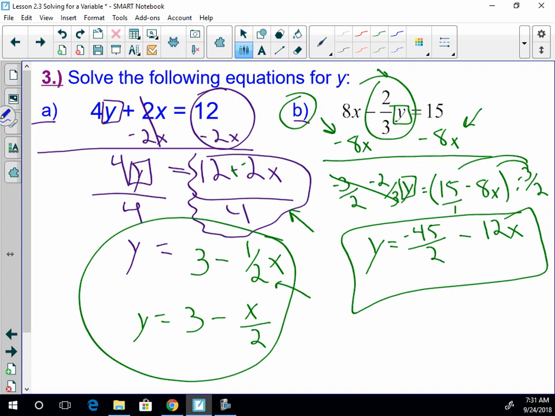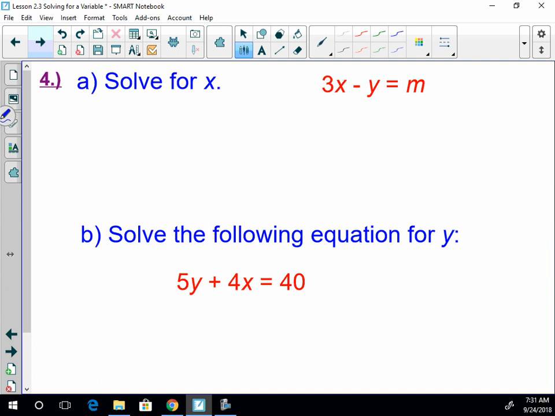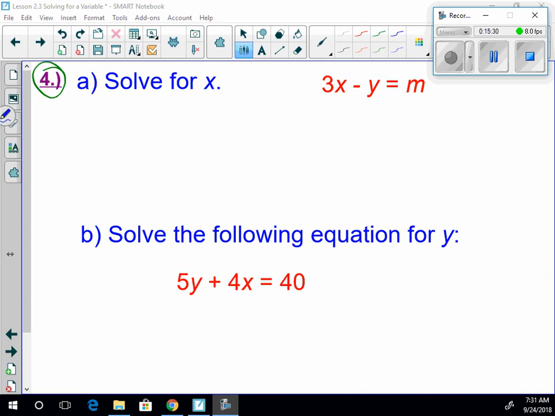Hopefully we're gaining some traction on this. I want you guys to actually go ahead and work on number 4 by yourself. Pause the video and try that one. Solve it for x this time.